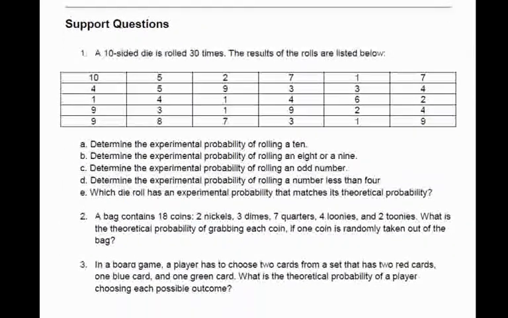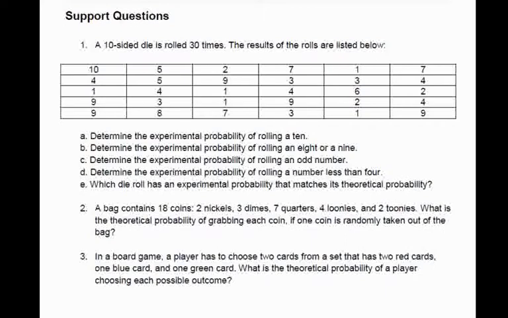So the support questions, for each of these, I'll just go through them a bit. I won't calculate for the first one, I'll just talk through it. So we have a die, a 10-sided die. So it's a die that has 10 sides numbered 1 to 10, and it's rolled 30 times. And the results of the rolls are listed below.